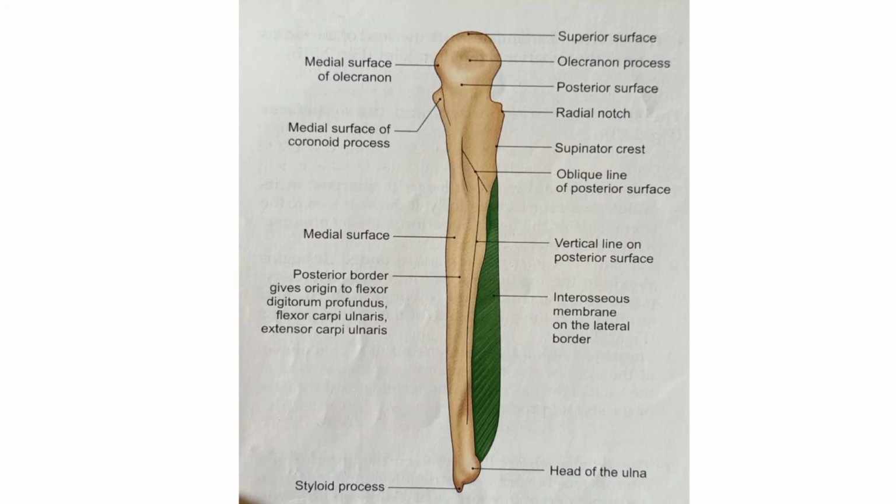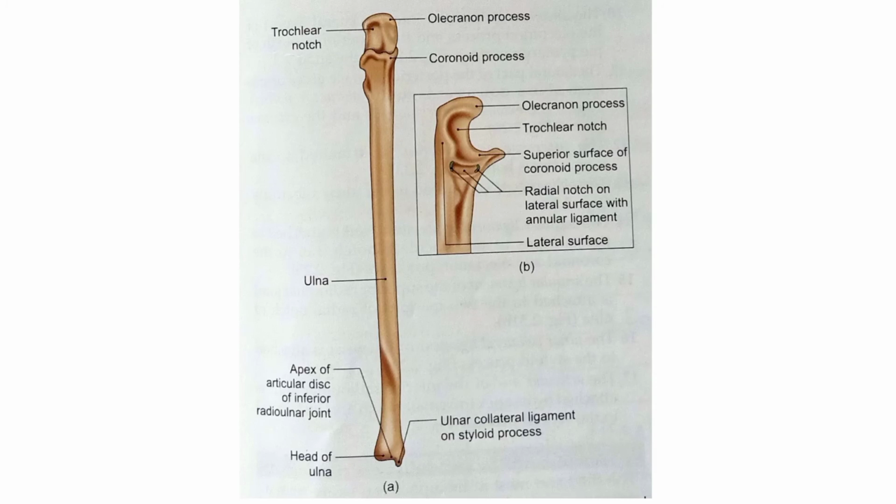The annular ligament of the superior radio-ulnar joint is attached to the two margins of the radial notch of the ulna. I'll show you the diagram. See this annular ligament, radial notch on the lateral surface with the annular ligament.